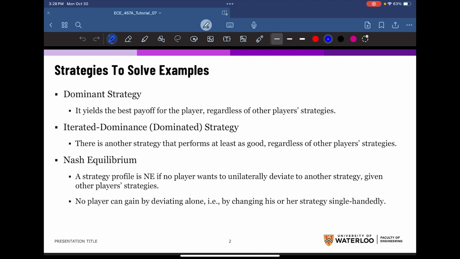The second one is the iterated dominant strategy or dominated strategy. You can call them both. It means that there is another strategy that performs at least as good regardless of other players' strategies. And finally, we will look at Nash equilibrium. A strategy profile is Nash equilibrium if no player wants to unilaterally deviate to another strategy given other players' strategies, so the player is happy with its strategy. Or in other words, no player can gain by deviating alone, that is, by changing his or her strategy single-handedly. So let's look at the examples and solve them using these three strategies.